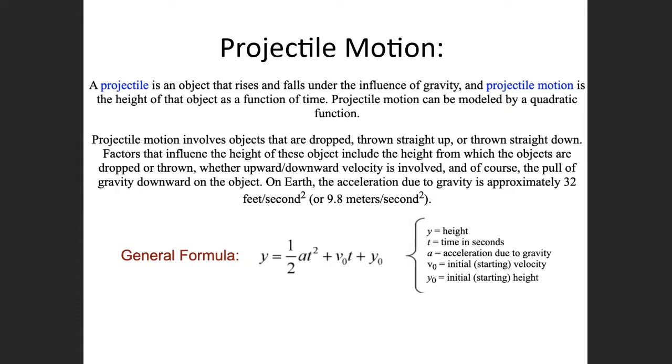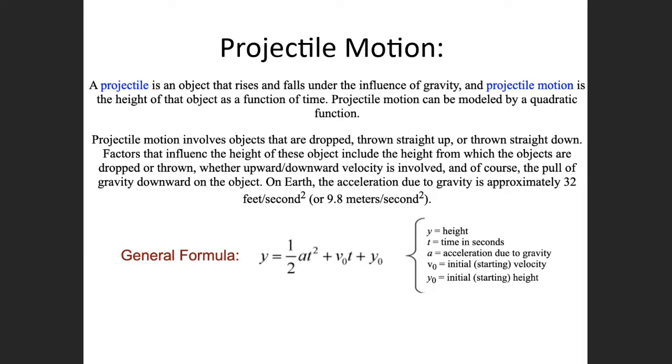Factors that influence the height of these objects include the height from which the objects are dropped or thrown, whether upward or downward velocity is involved, and of course the pull of gravity downward on the object. On Earth, the acceleration due to gravity is approximately 32 feet per second squared, or 9.8 meters per second squared.